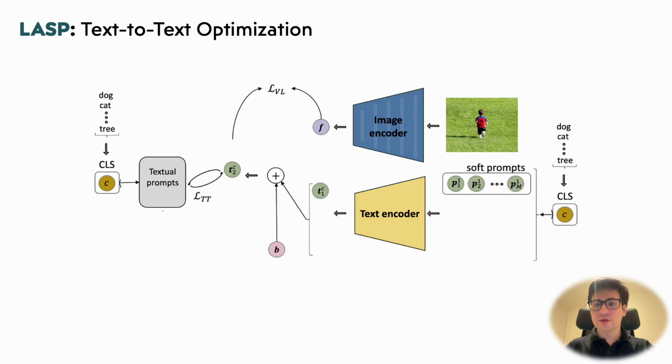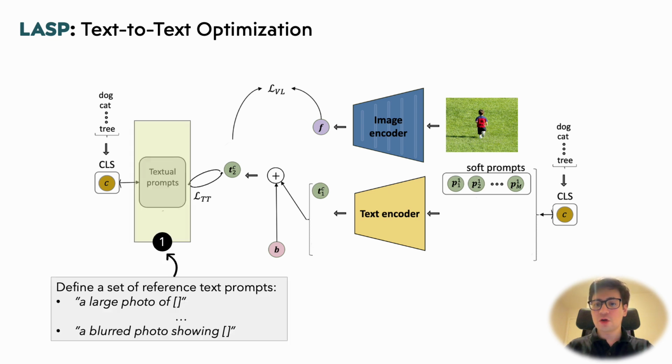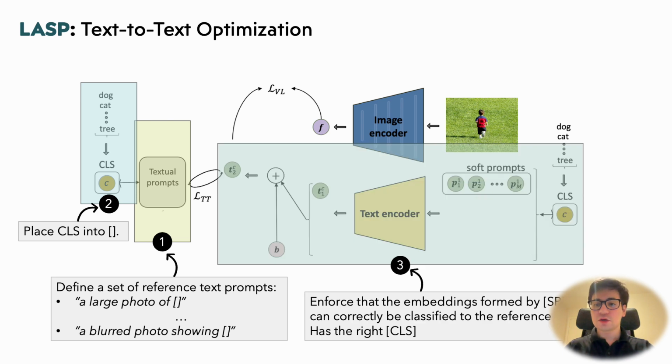As mentioned earlier in the intro, to alleviate these issues, we introduced LASP, a text-to-text optimization framework where we enforce that the learnable prompts should be trained such that they can be correctly classified in the language space against a set of predefined or random textual prompts whose features are constructed using the same text encoder. In other words, the model is forced to correctly classify the learnable prompts into the corresponding handcrafted ones.